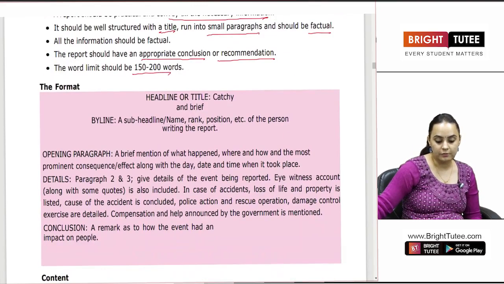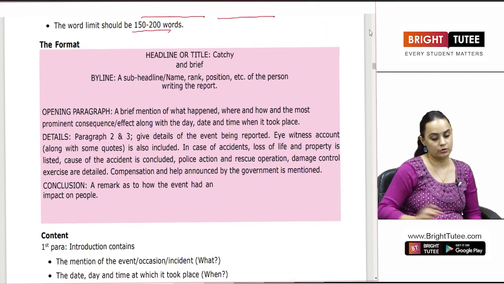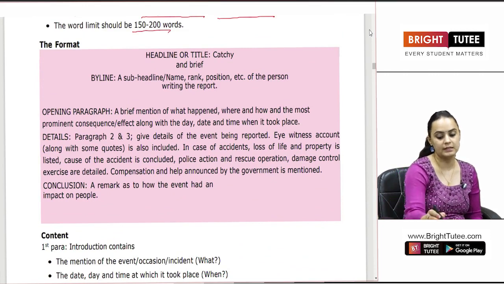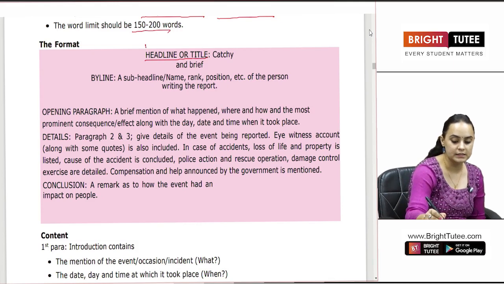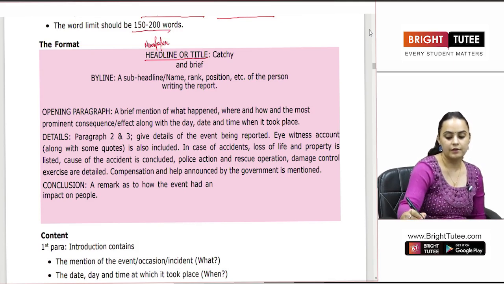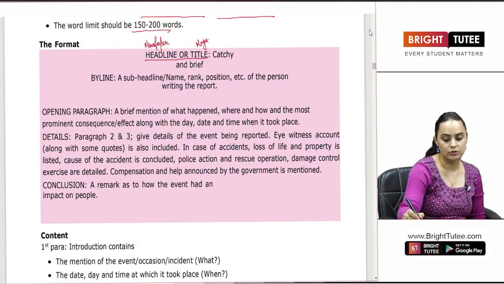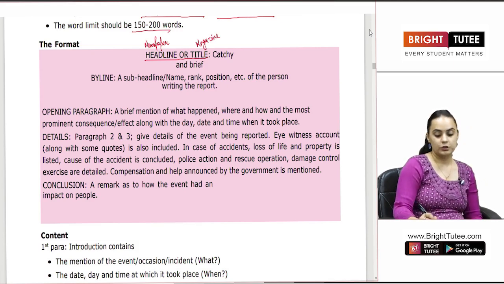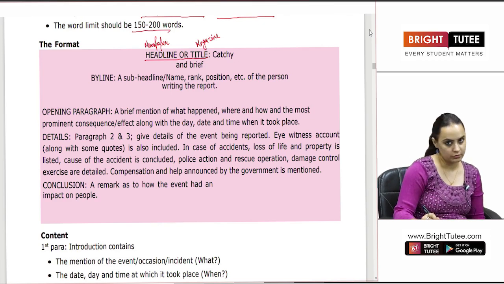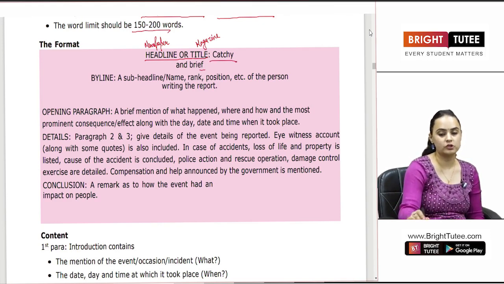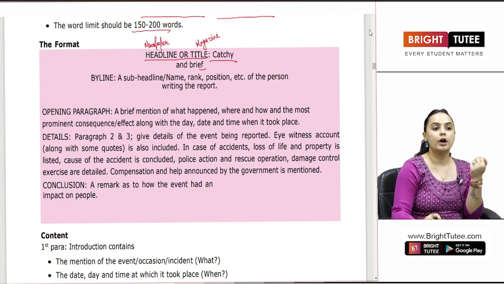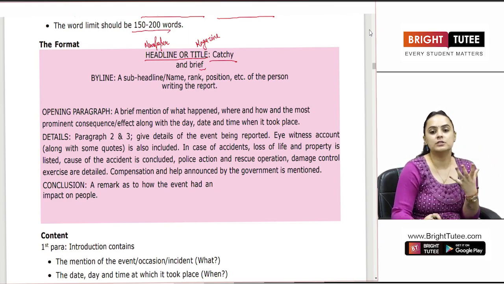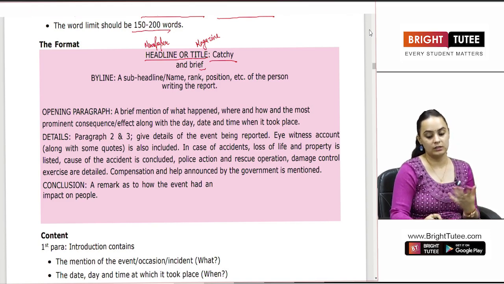Now, what is the format of writing a report? First, we write the headline or the title. If it is a newspaper report, we write a headline. If it is a magazine report, it is a title. So, we write the headline or the title, which should be very catchy and brief. So, it should be very catchy. There should be a lot of interest element to that heading or the title that you write.